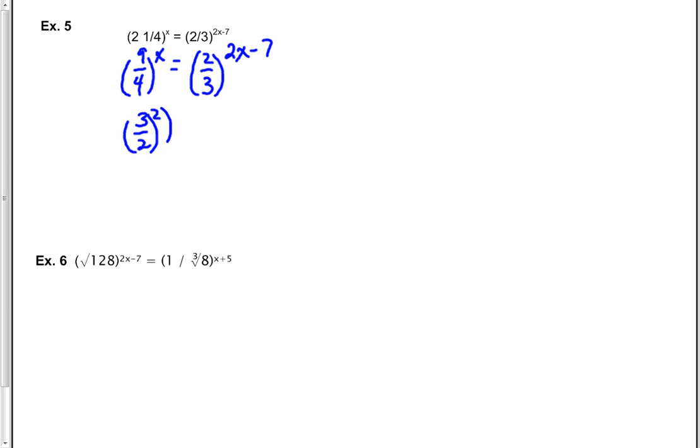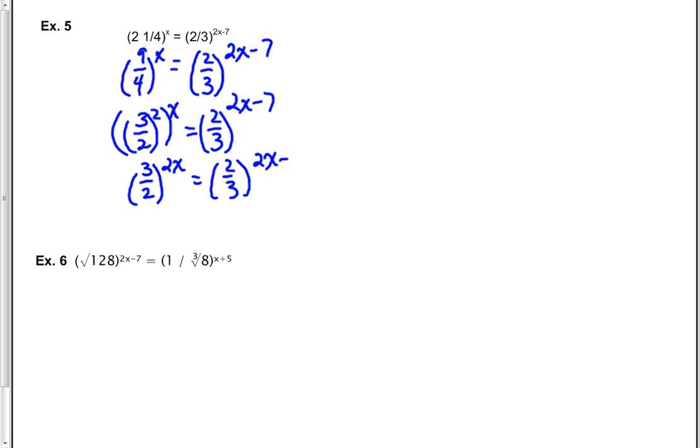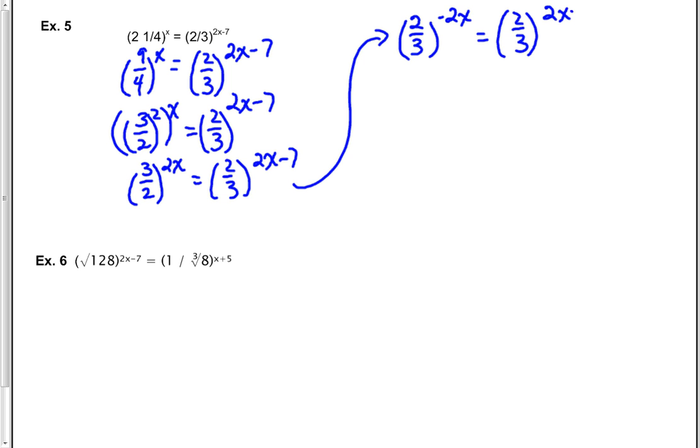squared, to the x. And that could get me to 2/3 because it's just 2/3 upside down. So if the left side is 3/2 to the 2x, and I need to have the same base on both sides, I'm going to rewrite the left side as 2/3 to the negative 2x. A negative exponent will allow me to flip. Now both have the same base of 2/3. And in an equality, if the bases are the same, then the exponents must be the same.